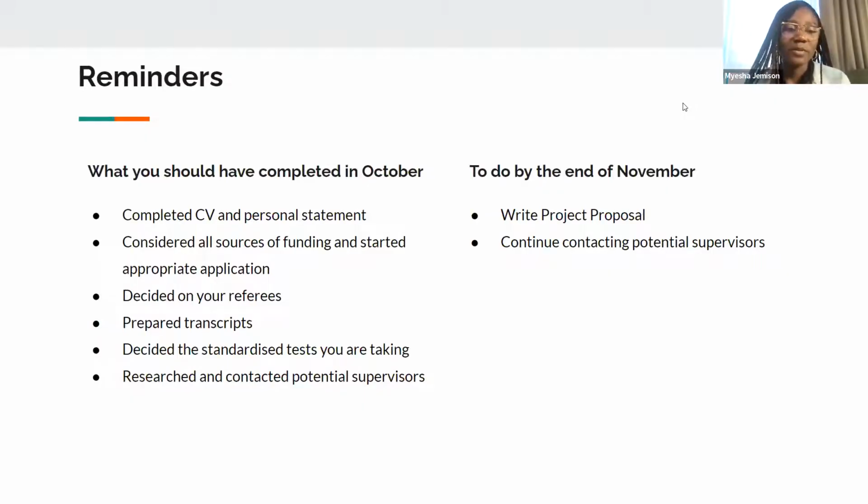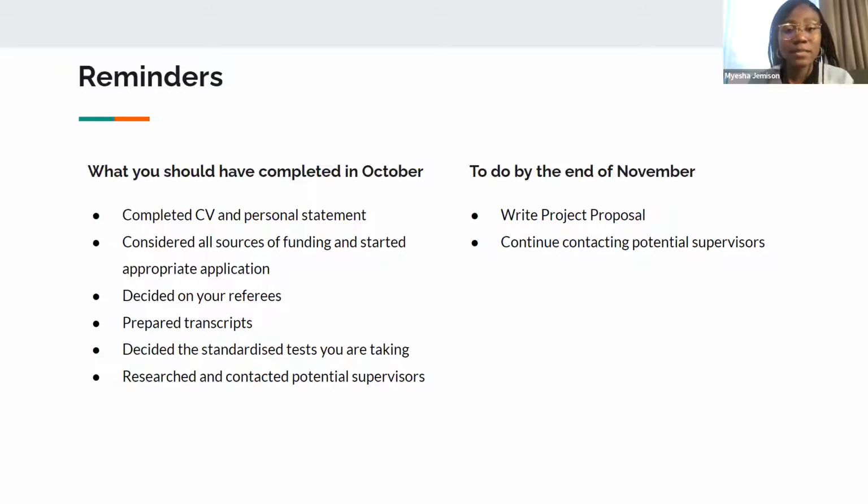And a few reminders. I mentioned earlier that you should have already reached out to supervisors, but I'll read this list out. So, things you should have already done or things you should complete in October. I think I actually messed this up, but CV and personal statement need to be finalized. Consider all the sources of funding and start applying, or start the appropriate application. You should know all the funding that is available to you.